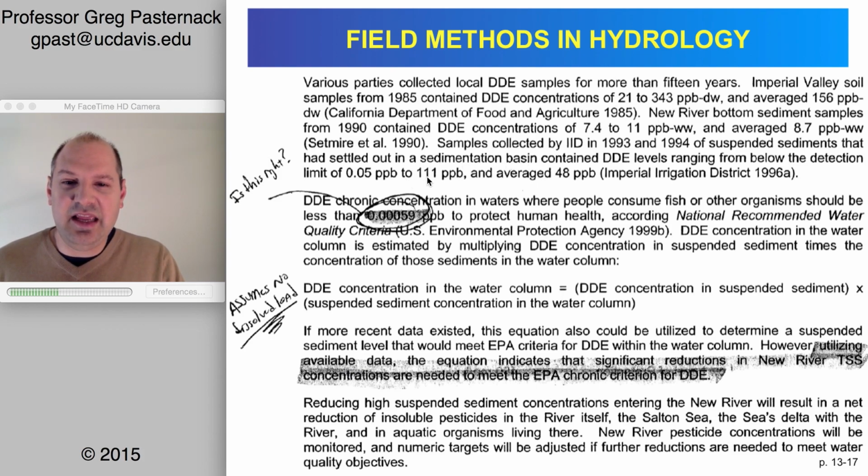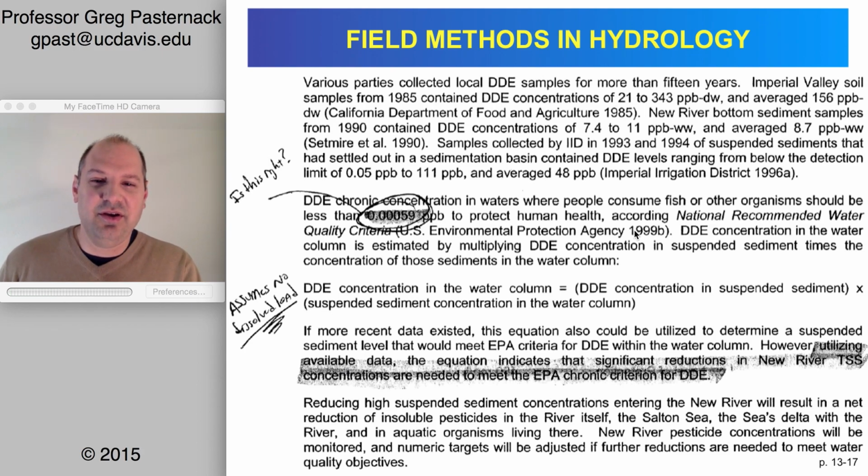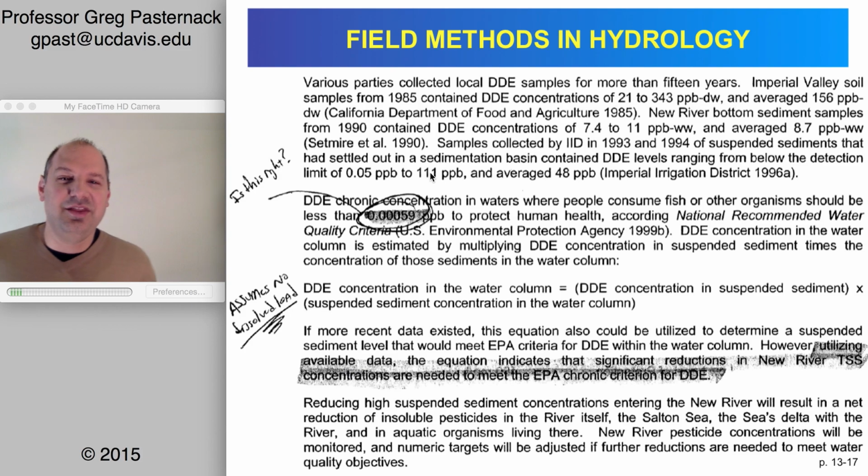But look at this. DDE chronic concentration in waters where people consume fish or other natural organisms should be less than 0.00059 parts per billion to protect human health, according to a 1999 EPA standard. Well, my God, and I noticed I marked it, is this right? But yeah, so you've got a standard here with 6 times 10 to the minus 4, and you've got values here that are orders of magnitude higher than that, which basically says it's just flat out hopeless to try to get back down to a safe level in those sediments.